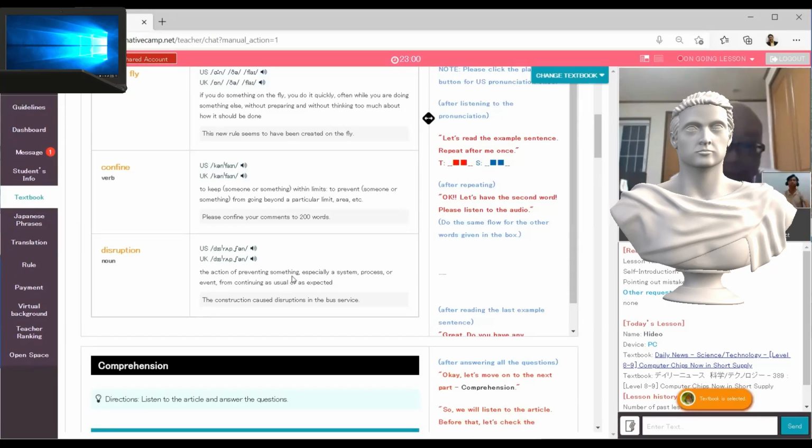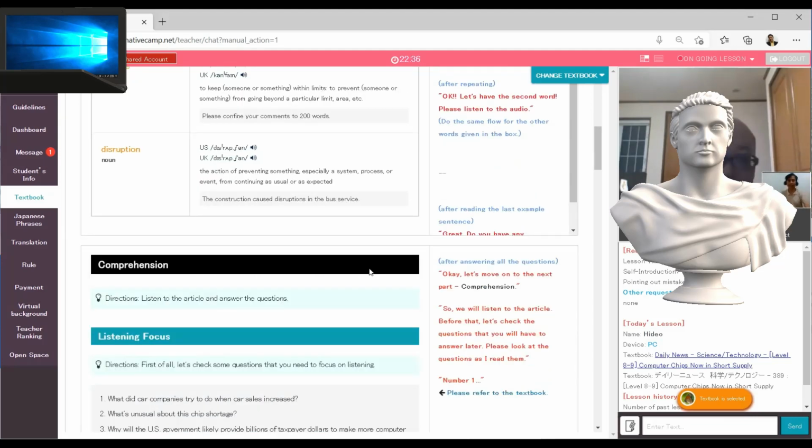Disruption is the action of preventing something, especially a system, process, or event, from continuing as usual or as expected. Please read the last sentence. The construction caused disruptions in the bus service. All right, so we're done with words and phrases.